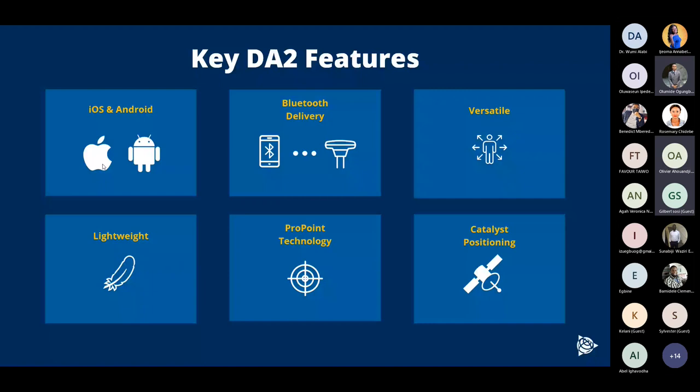The DA1 antenna, when it comes to connectivity, was via cable. This time around, the cables have been removed, so you connect to your controller via Bluetooth. It's equally versatile, light in weight, and also uses the ProPoint technology. It's the same engine that runs in the surveyor's GNSS receivers. The correction methodology is just the same. It's Catalyst positioning. You receive corrections via satellite. No need for a base station.